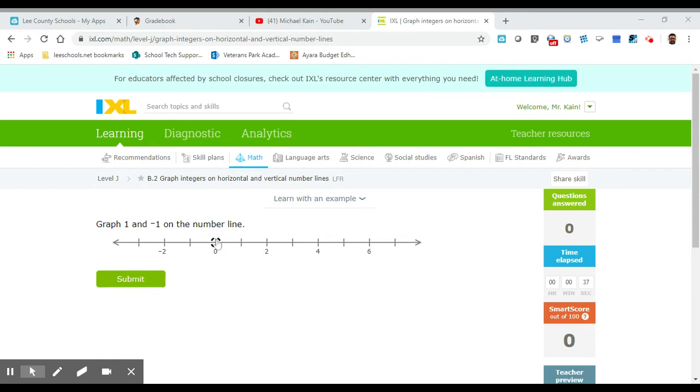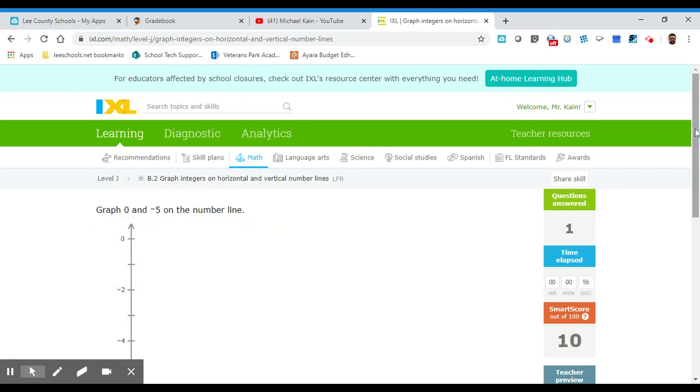Okay, so we have this little pointer and we have to click where they are. So we know these are counting by 1: 0, 1, 2, 3. So if we have to grab 1, that would be here. And the opposite of that is -1, so it's going to be here.